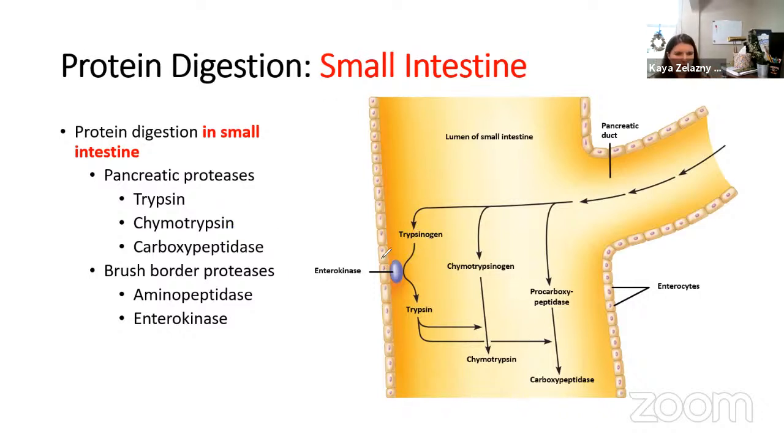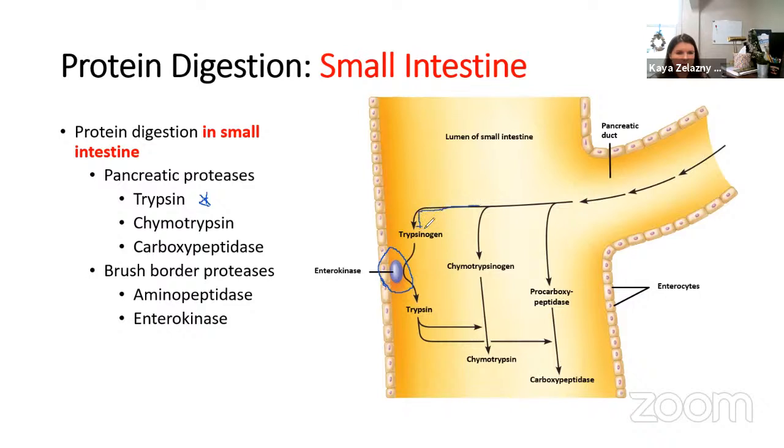So we also have here in the lumen of the small intestine some proteases that are basically stuck to the walls of our epithelial cells. So we refer to these as our brush border proteases. So here we can see enterokinase in the wall of our small intestine. And so the role of enterokinase here is it's going to be basically allowing us to have this active protease, trypsin.